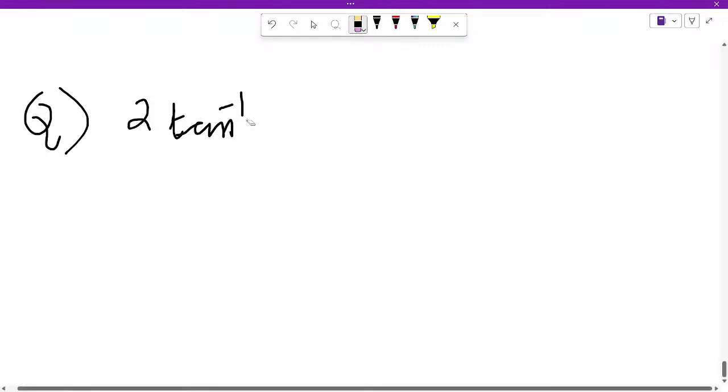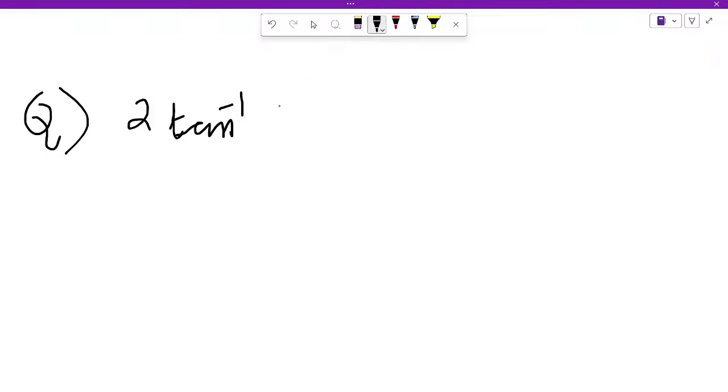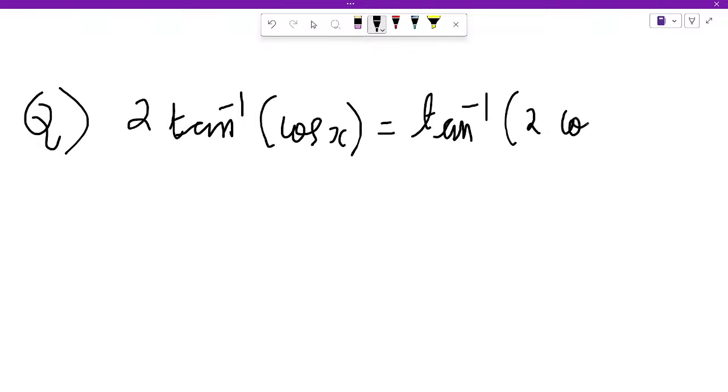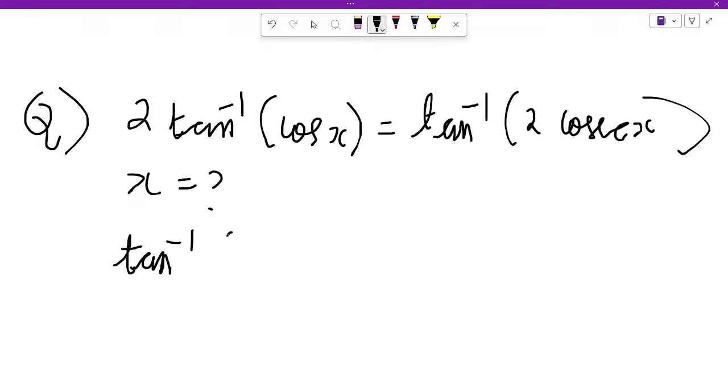Okay, the question is like this. 2 tan inverse cos x equal to tan inverse 2 cosec x. Then what is x? Simple question. We have learned that 2 tan inverse x in terms of tan inverse is tan inverse 2x by 1 minus x square. So we can write like this: tan inverse cos x by 1 minus x square. When it comes to sine, it's 1 plus, and when it comes to tan, it will become 1 minus, right?